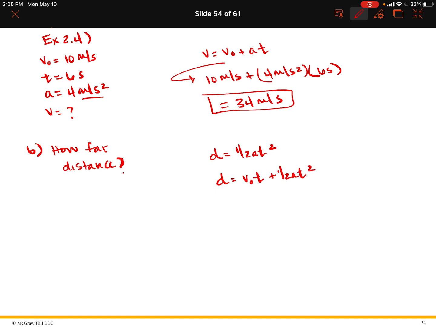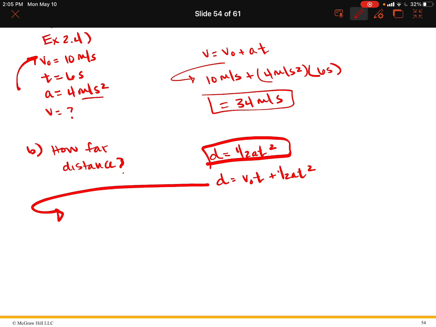If you ever have an example where the initial velocity was 0, it was at rest, then you would use this first one. But was our initial velocity 0 in this example? No, we started at 10 meters per second. So we have to use the second one. We have 10 meters per second times that 6 seconds plus 1/2, and the acceleration was 4 meters per second squared times 6 seconds squared.